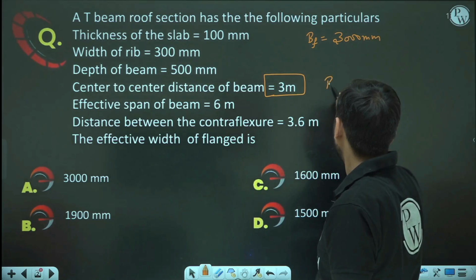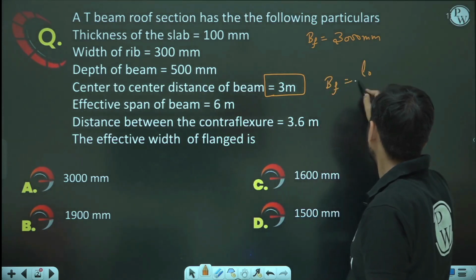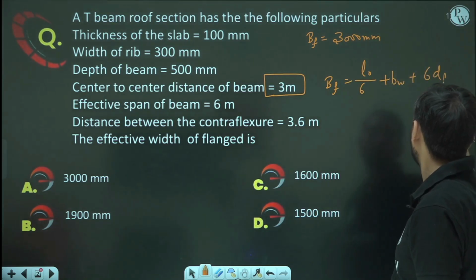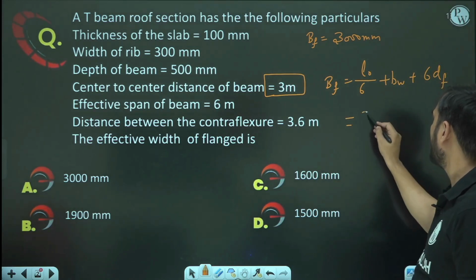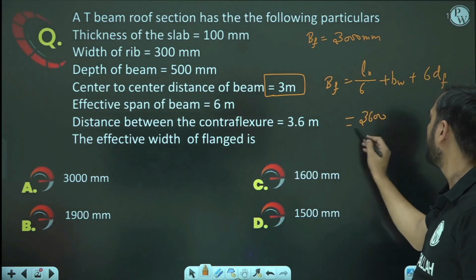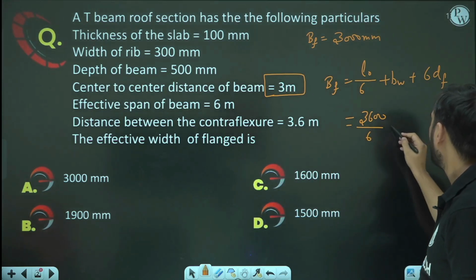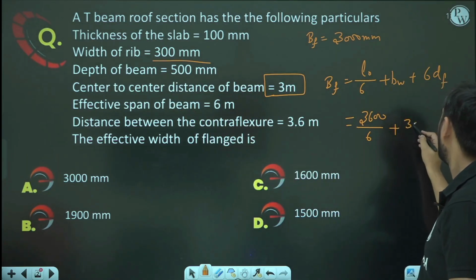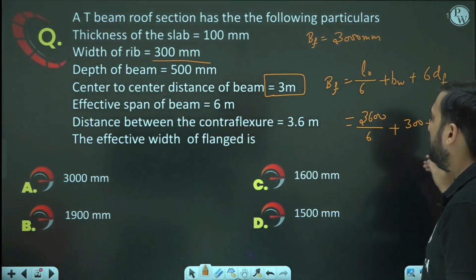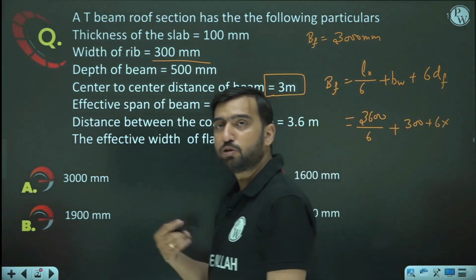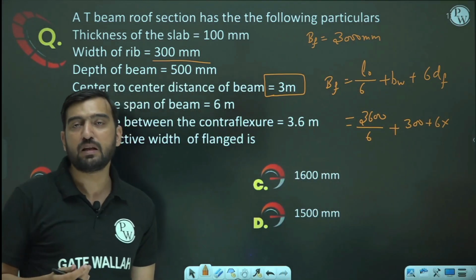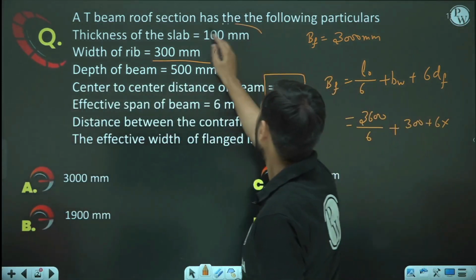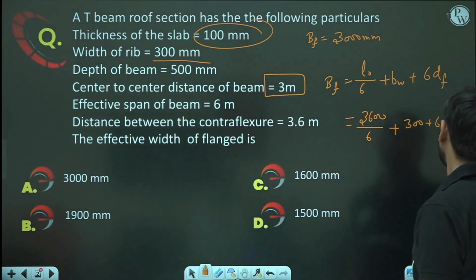Another is BF is L0 by 6 plus BW plus 6 times DF. So L0 is the distance between contraflexure, so it is 3600 or 3.6 meter. In mm we are calculating, and width of the web, or you can say width of the rib, is given to you 300 mm and 6 times DF. What is the DF? DF is depth of the flange, and in monolithically casted section, depth of the slab or thickness of the slab is only the depth of the flange. So it is 100 mm. The rest of the data you can say is redundant, not required.